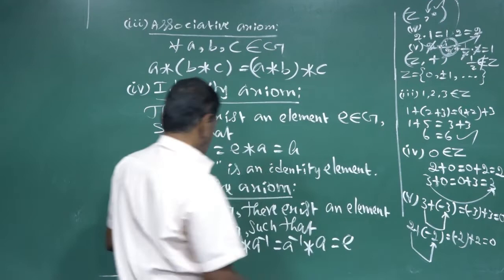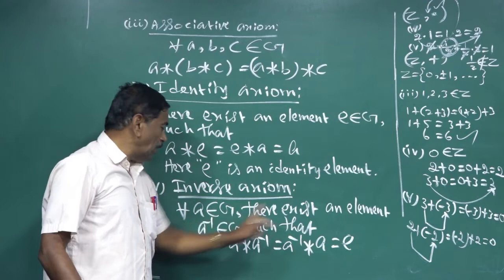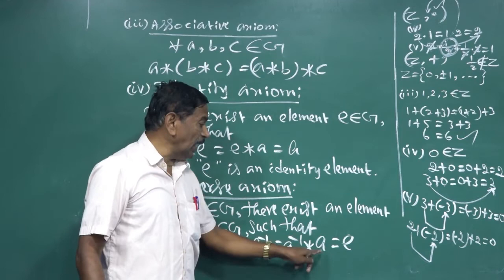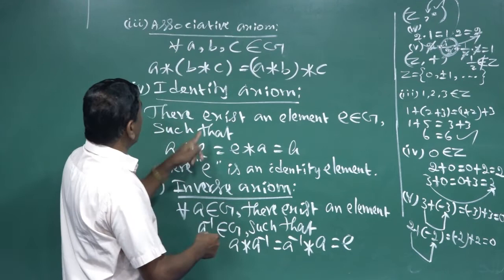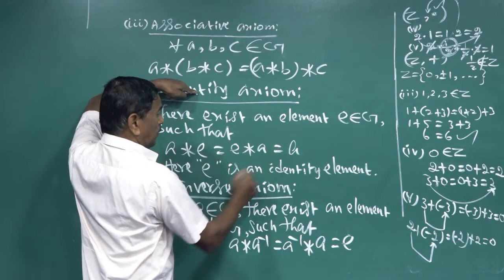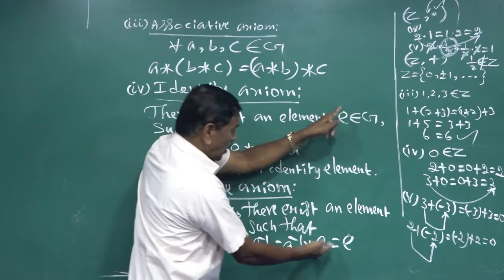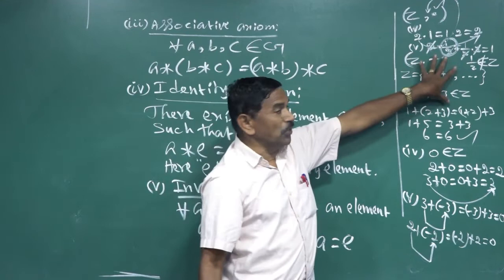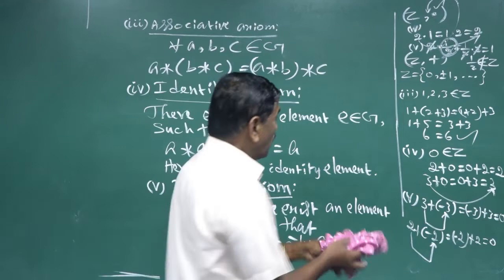Now listen. Inverse axiom: for every A belongs to G, there exists an element A inverse belongs to G, such that A star A inverse is equal to A inverse star A is equal to E. Here the inverse topic gives the identity as the answer. And the identity topic gives the same element as the answer, that is A star E equal to E star A equal to A. But the inverse topic gives the identity answer. That is important. Now listen, this rough work is not for the examination point of view, it is purely for your understanding.